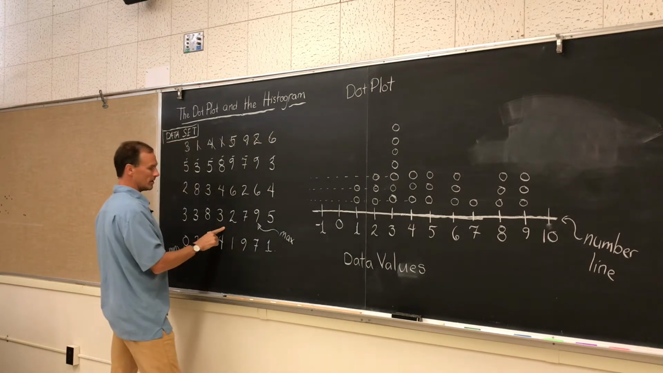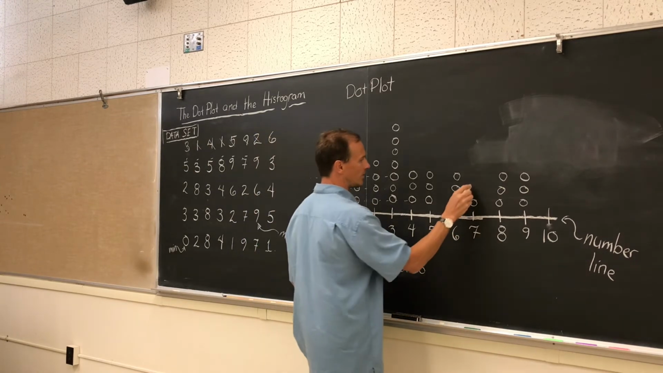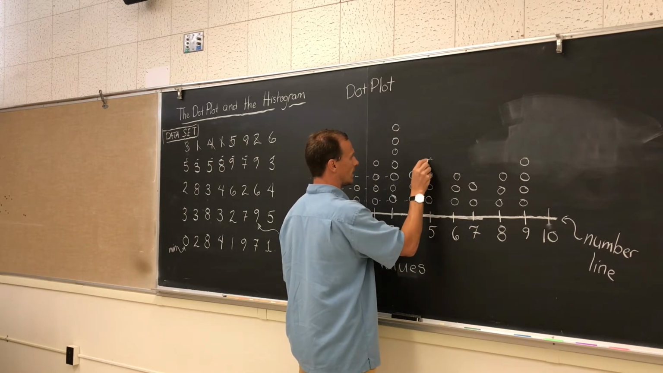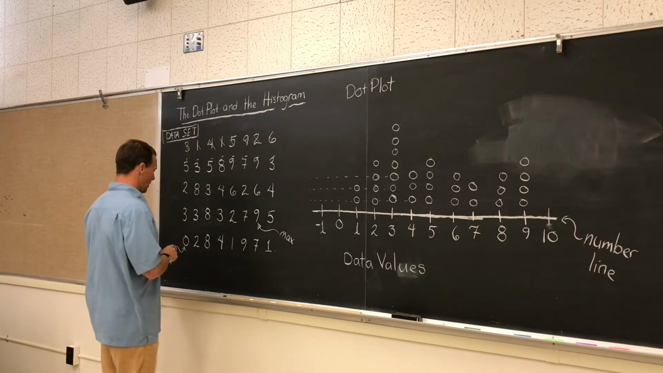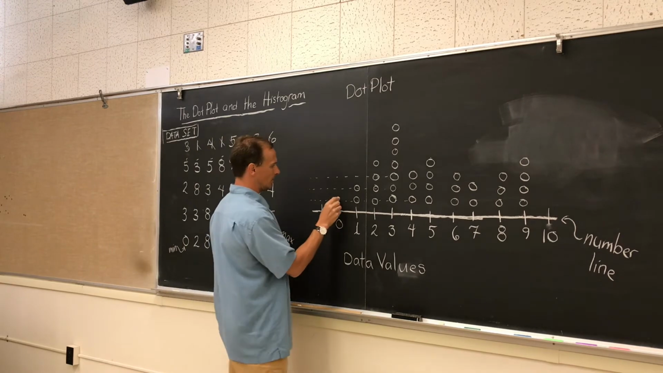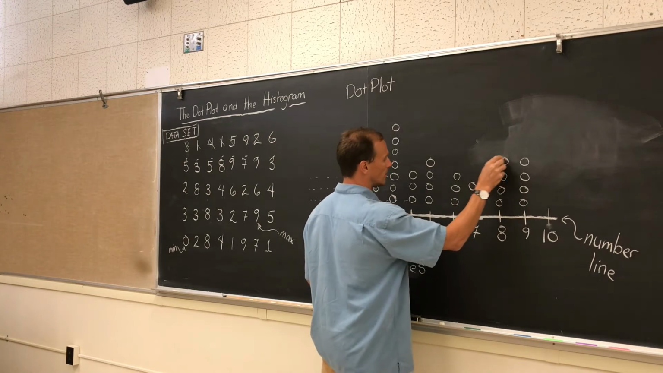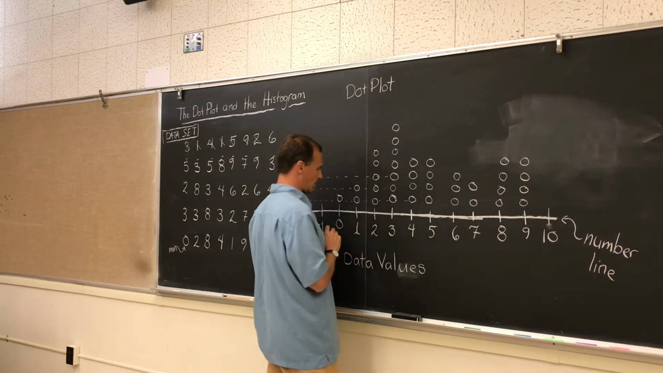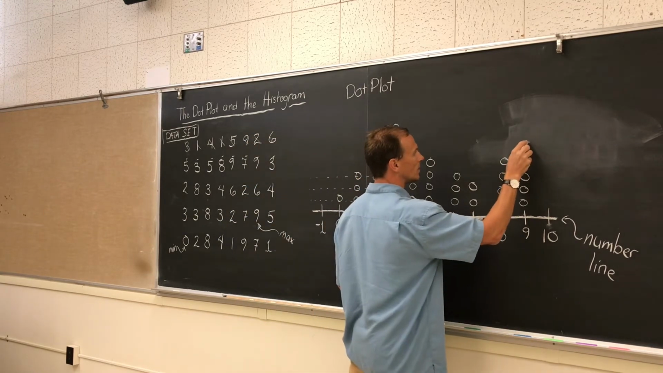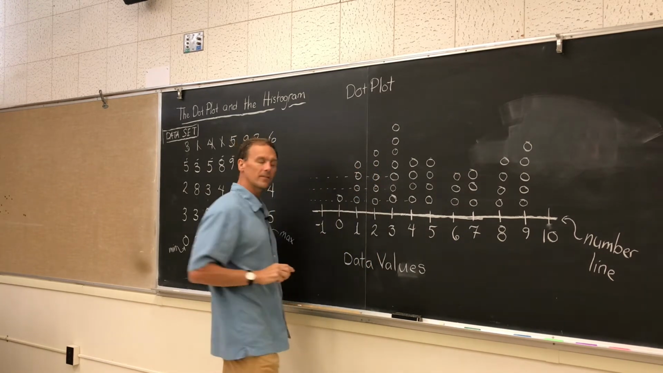Okay. 2, 7, 9, 5. And here we have 0, 2, 8, 4. Ooh, 0, 2, 8, 4. And then my last 4 digits, I think we said were 1, 9, 7, 1. That's my dot plot.